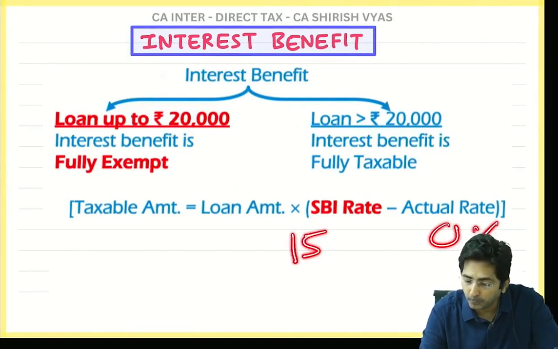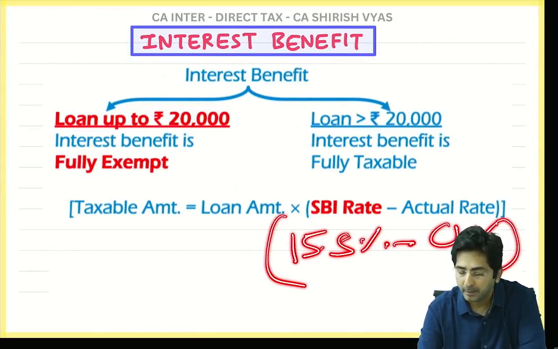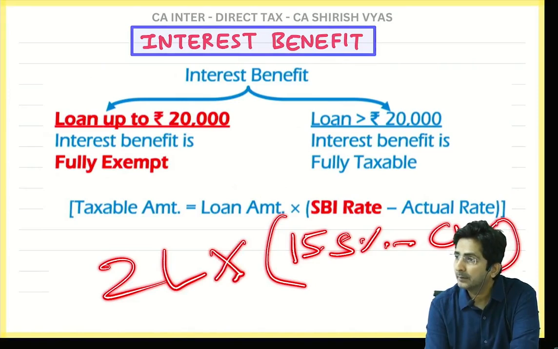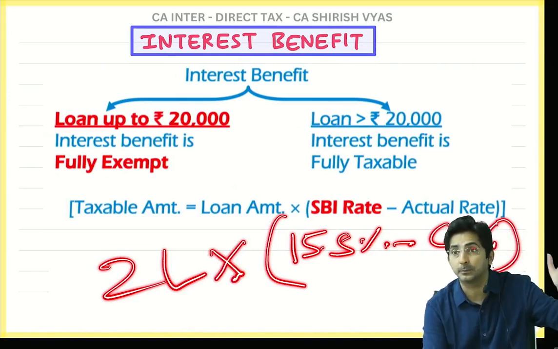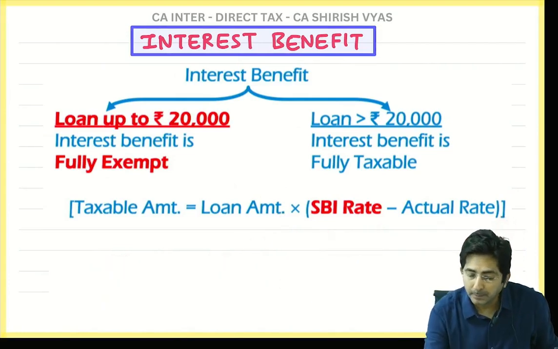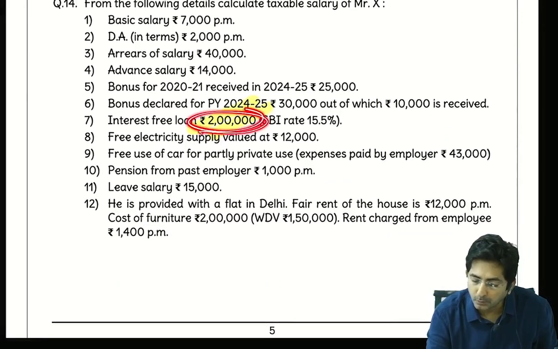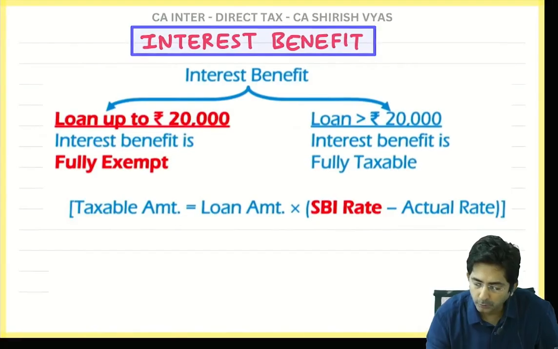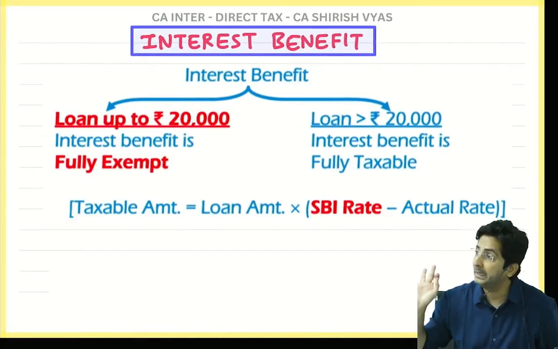SBI rate 15.5%, the difference is 15.5 only. Multiply by the loan amount, 2 lakhs. So how much did it come? 31,000. Full amount in the outer column is taxable. And if the same loan was up to 20,000 only, then exempt. So this is all you have to remember for interest benefit.